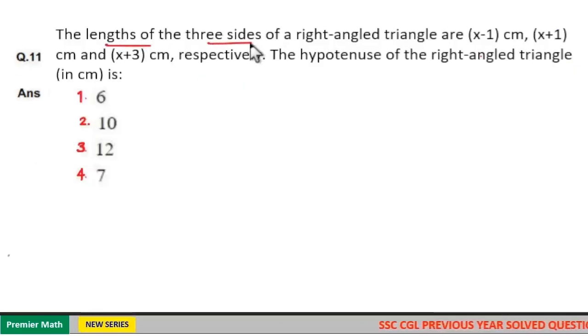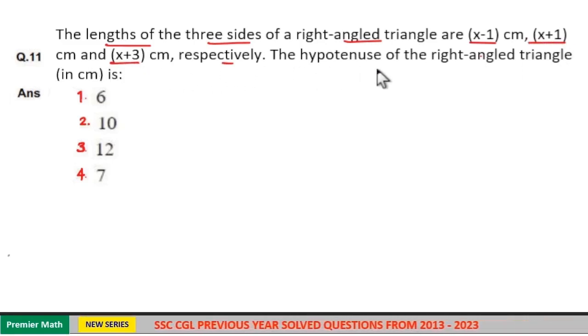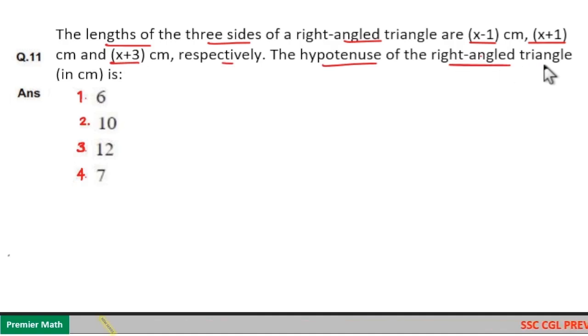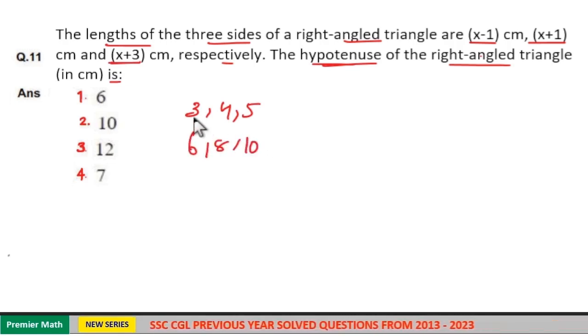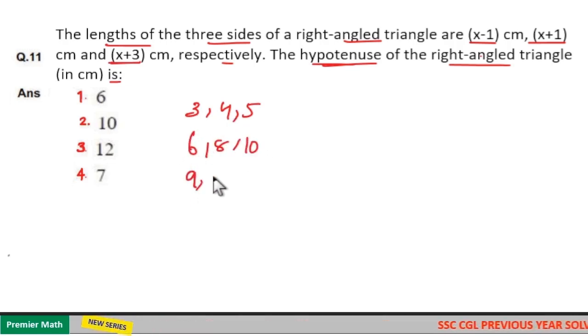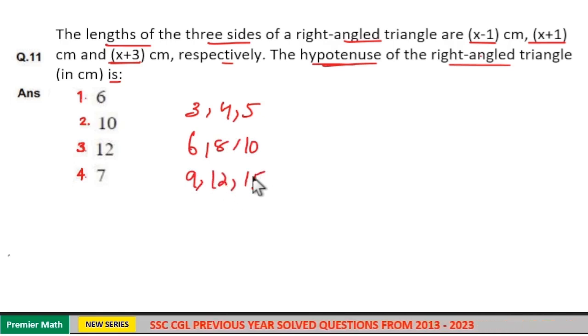The lengths of the three sides of a right angle triangle are x minus 1 cm, x plus 1 cm and x plus 3 cm respectively. The hypotenuse of the right angle triangle is, here hypotenuse means x plus 3 is larger, so x plus 3 is the hypotenuse. Basic triplets are 3, 4, 5. Now if you double it, this will become 6, 8, 10. And if you triple this will become 9, 12 and 15.